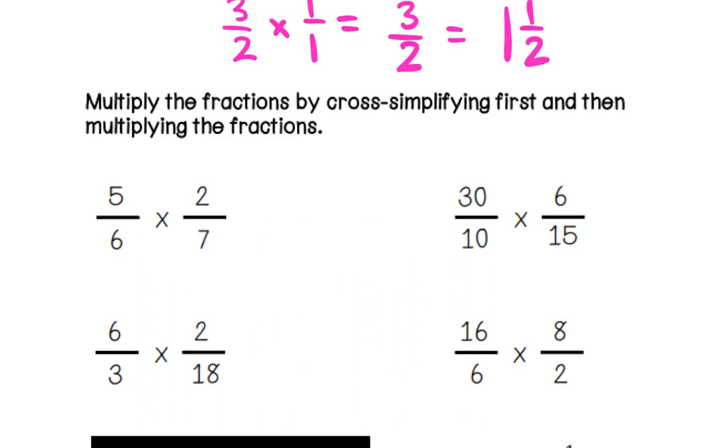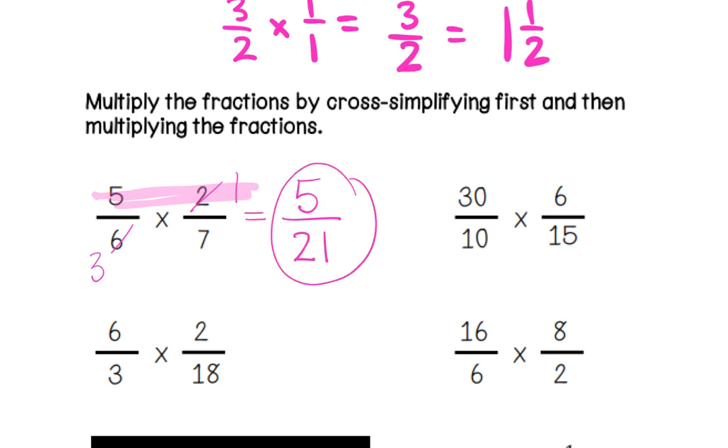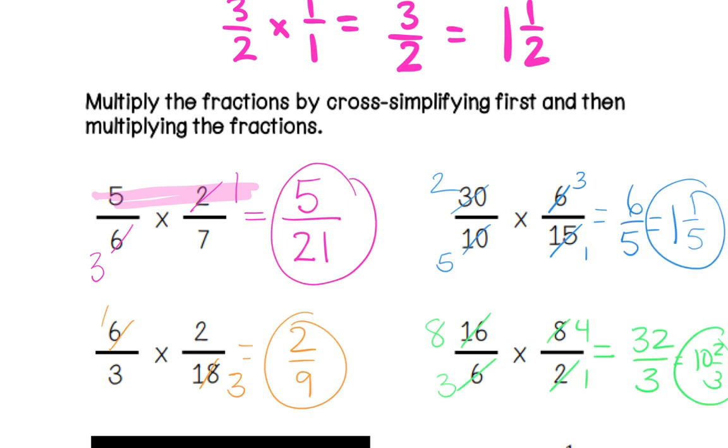I want you to try here to cross simplify first and then multiply. I'll do the first one with you. So if you look at 5 and 7, they don't have a factor in common, so there's nothing we can cross simplify here. But 2 and 6, we can divide both of these by 2, so that's what we'll do. So 2 divided by 2 is 1, 6 divided by 2 is 3. Now what we do is we take 5 times 1, that's going to give us 5, 3 times 7, and that gives us 21 to get our answer. Here are the answers here. When I got an improper fraction, I changed them into a mixed number.